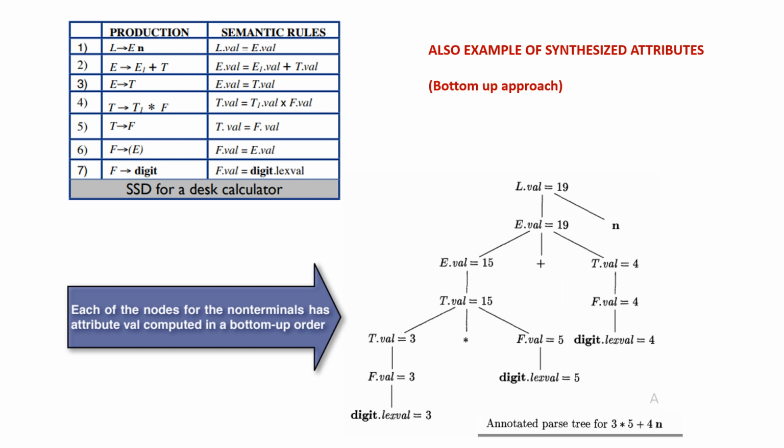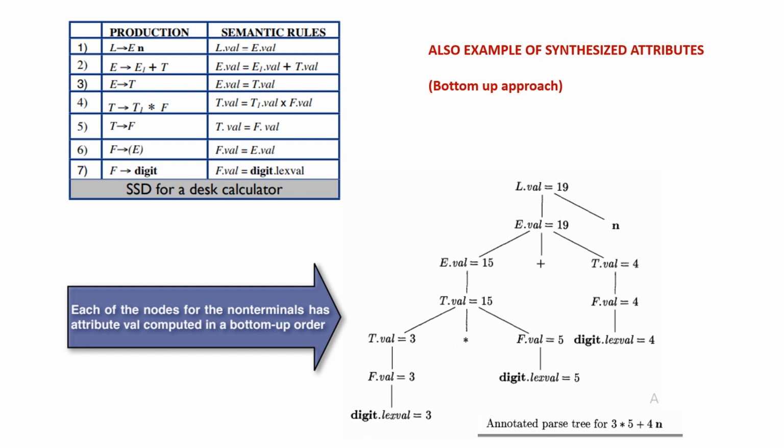First we take the seventh production. What is its meaning? F dot val equals digit dot lex val. We represent this semantic rule by digit dot lex val, since the value is directly assigned. So digit dot lex val equals the first one, the 3. We scan from left to right, and the 3 is supplied by the lexical analyzer. That 3 is assigned to F dot val, so F dot val is equal to 3.